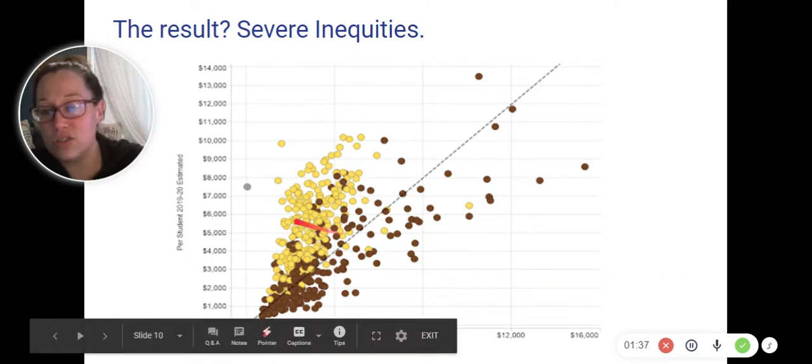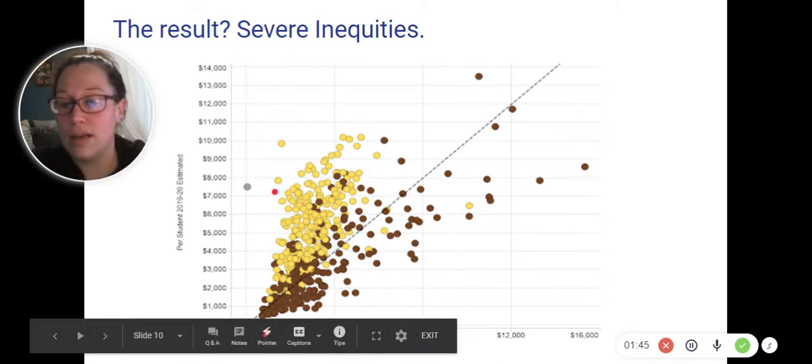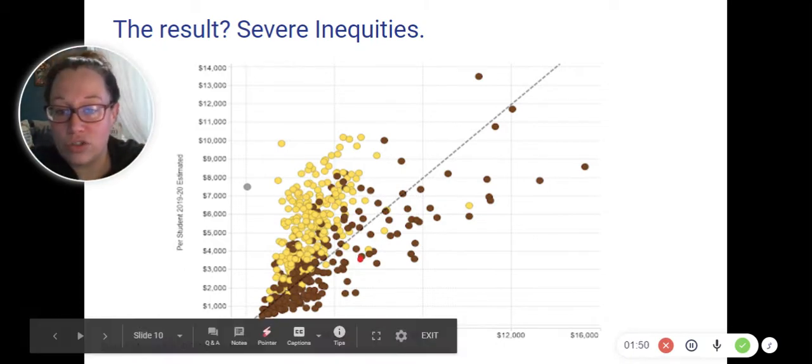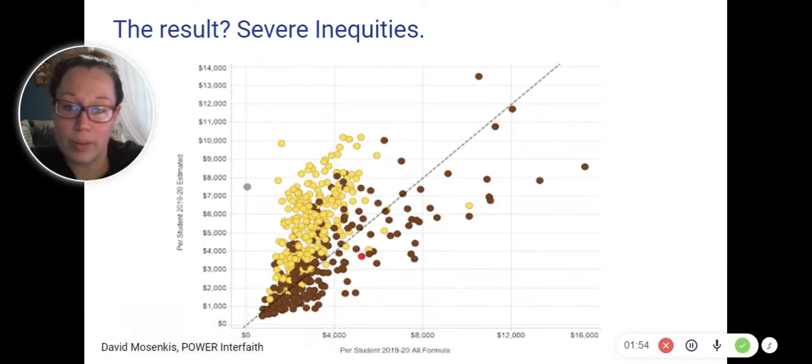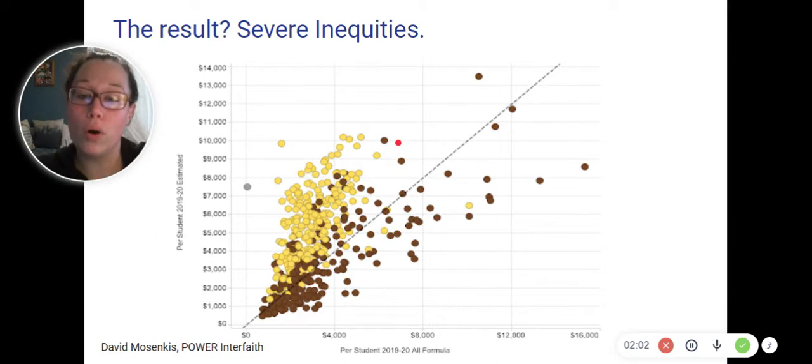So here you have a district who's getting $8,000 per student and should be getting, I don't know, maybe right around $1,000 per student. So getting vastly more than their fair share. Over here you have a district who's getting $4,000 per student or a little under, and they should probably be getting about $6,000 per student. So what we're able to observe is that many districts are getting more or less than their fair share would indicate that they should.